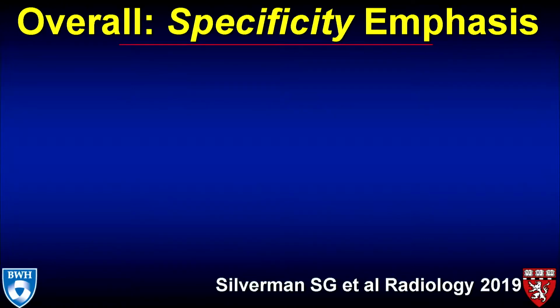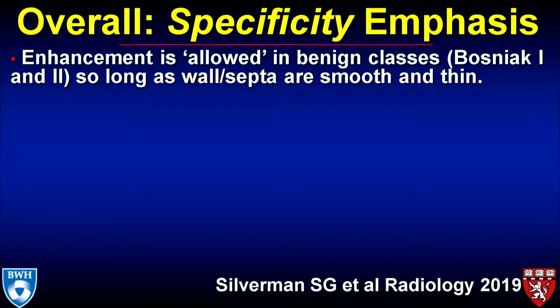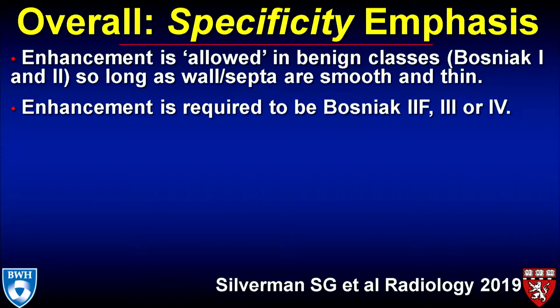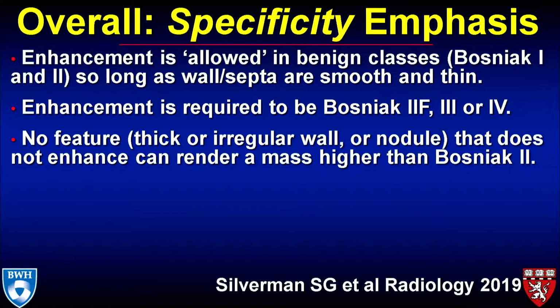So what we're trying to do here is to put this talk together from the standpoint of what are we doing with this classification. We're trying to improve specificity, okay? And we're doing that by allowing enhancement at 1s and 2s, as long as they're smooth and thin, septa or wall. It's required in 2F, 3s, or 4s.